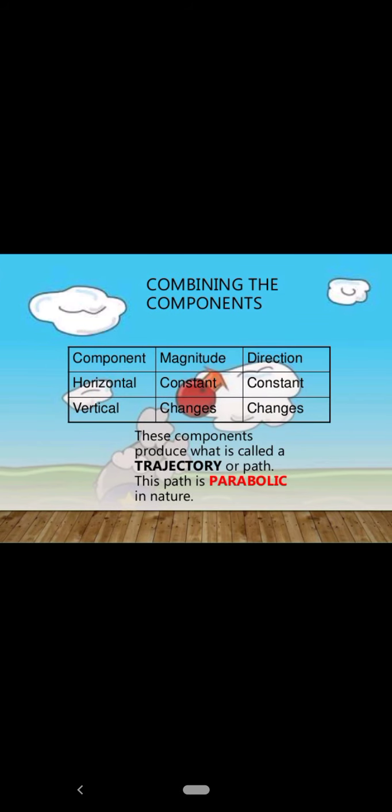Combining the components, these components produce what is called the trajectory or the path, which is parabolic in nature. For the horizontal components of velocity and acceleration, the magnitude and direction are both constant, and for the vertical component, both magnitude and direction change.